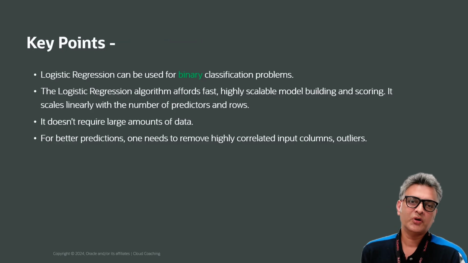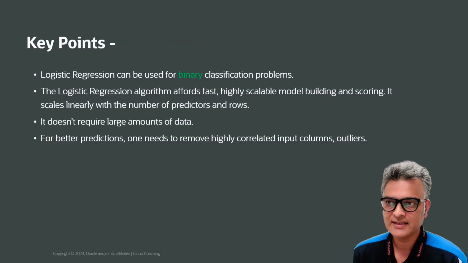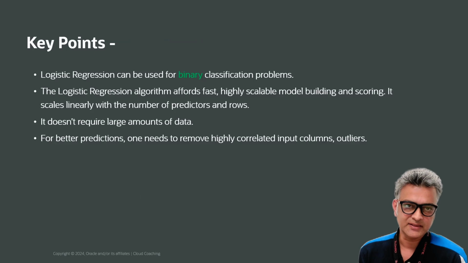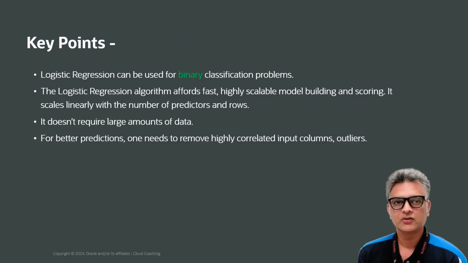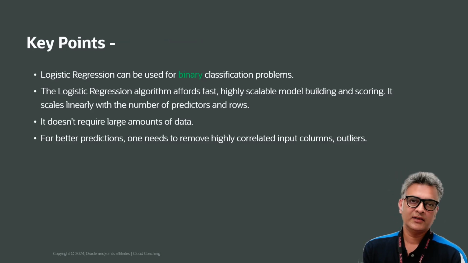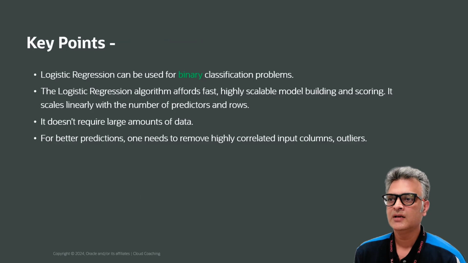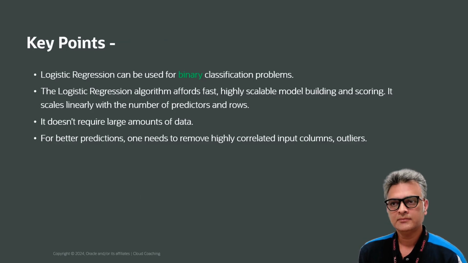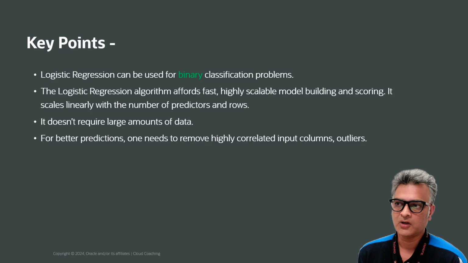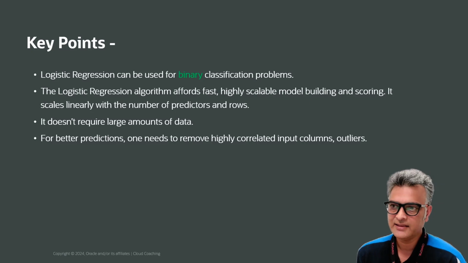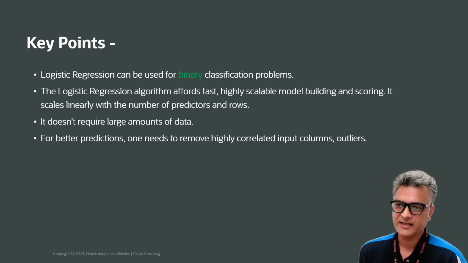Now, what are the key points of logistic regression? Logistic regression can be used for binary classification. As I mentioned, the output would be values between 0 and 1 in an S-shaped curve. So you can identify 1 as the primary class in the data set and 0 as the non-primary class. The logistic regression algorithm is a fast, highly scalable model. It scales linearly with the number of predictors and rows, and it does not require large amounts of data.